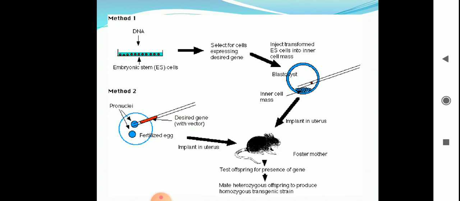Then, from these embryonic stem cells, cells expressing the desired genes are selected. The transformed embryonic stem cell is injected into the inner cell mass of another blastocyst. Then it is implanted into the uterus of a pseudo-pregnant or foster mother. As a result, it will give rise to offspring. This is very viable and the percentage is very high in the case of mice, but in other animals the percentage is very low.